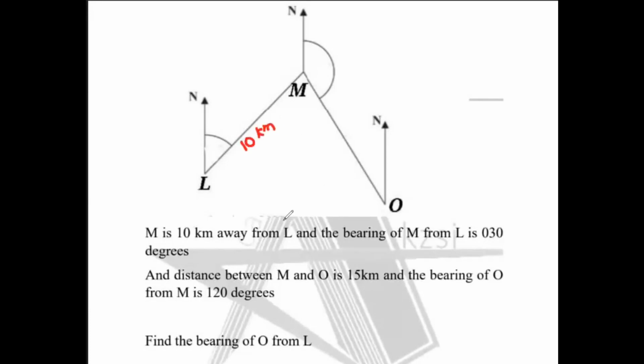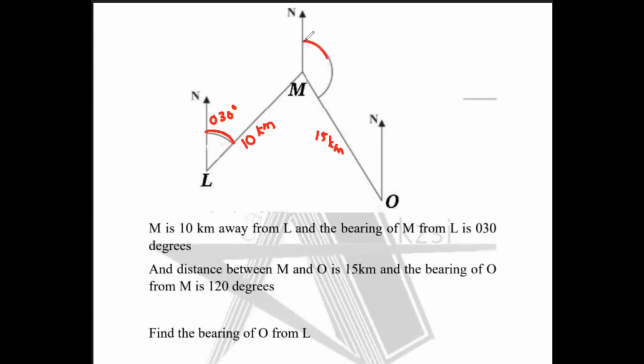And the bearing of M from L to M, that means this angle is 030. Distance between M and O, that means this whole distance is given as 15 kilometers. And the bearing of O from M, this whole angle, is given as 120 degrees. Find the bearing of O from L. That means from L till we reach O.